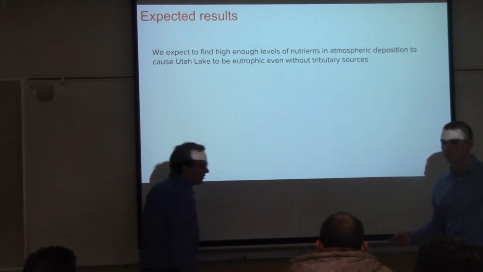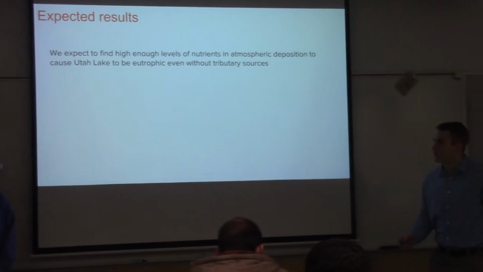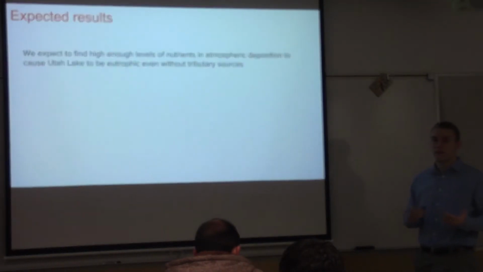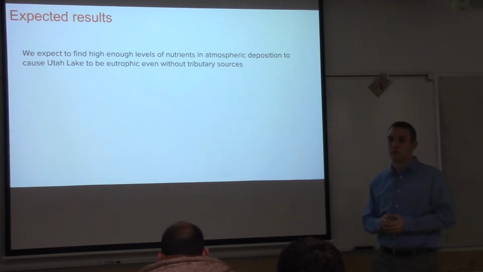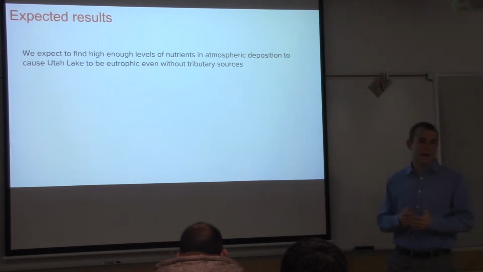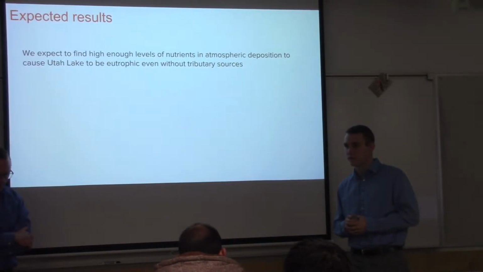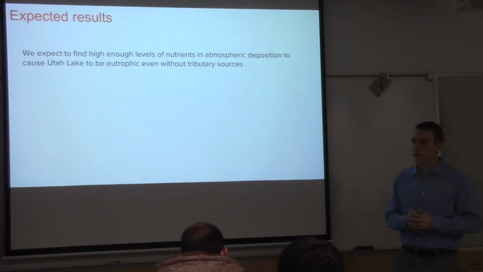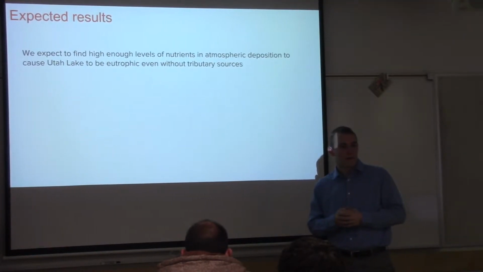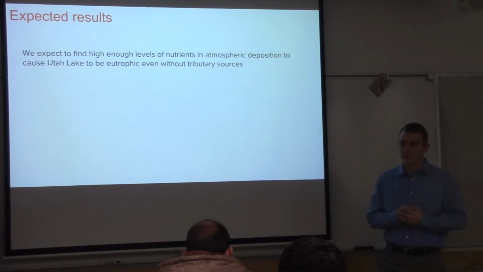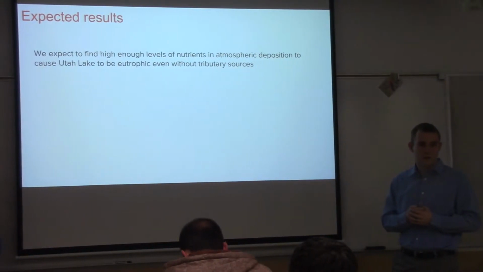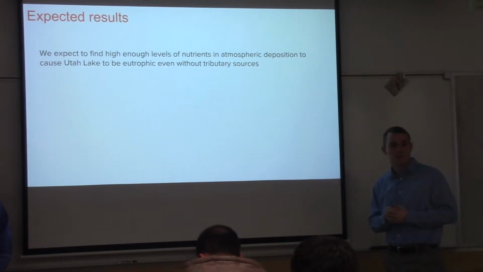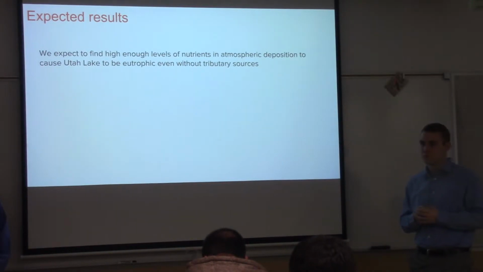Okay, so just in conclusion, as a result, we expect to find high enough concentrations of nitrogen and phosphorus in these dust samples to cause eutrophication, even without tributary sources, causing high levels of input of phosphorus and nitrogen into the lake. So even though we are not going to conduct this project ourselves, it got transferred around to the engineering department. We look forward to hearing results about how this project goes and seeing if the atmospheric deposition does play an important role in eutrophication in Utah Lake. Thank you for your time.